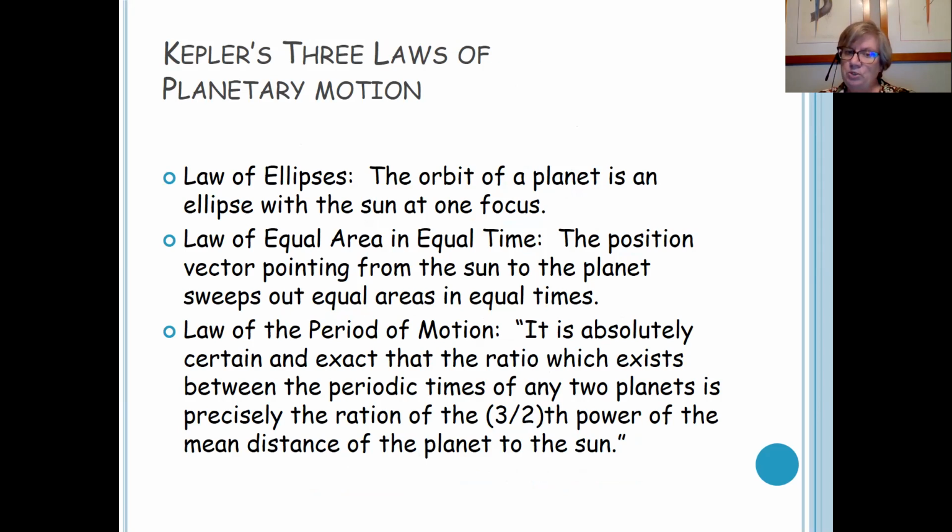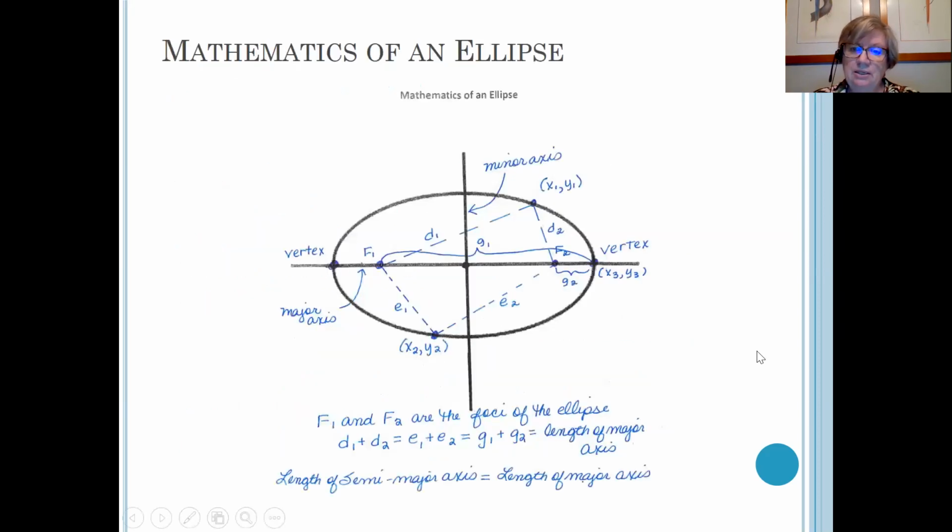All right, so he's setting up a proportion between two planets. He's looking at their periodic times, in other words, the time of their orbits. How long does it take them to go around the sun? And the mean distance of the planet to the sun. Well, that means that average distance. Remember, that distance is changing as the planet moves around in an ellipse, so the mean distance is that average distance. And as it turns out, that average distance is half the length of the major axis.